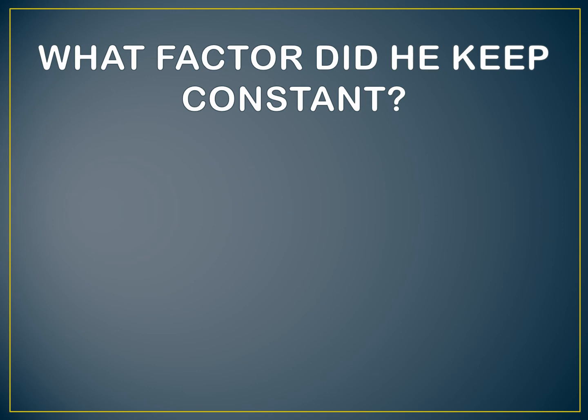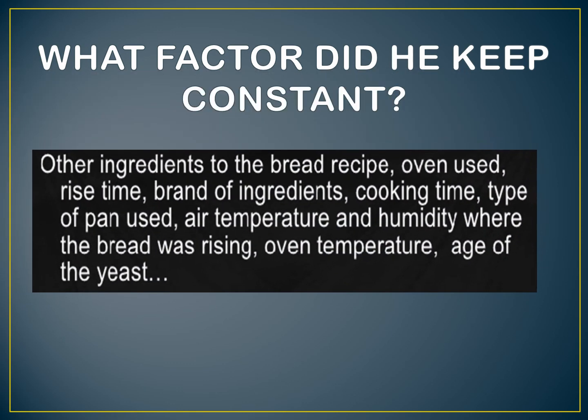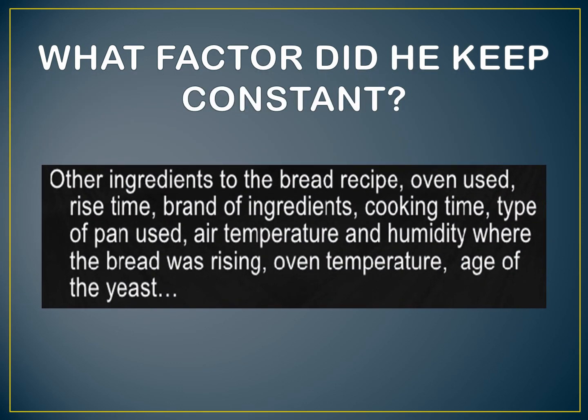Now, what factor did John keep constant? What did he keep constant, or yung hindi niya binago sa experiment niya? The answer is, okay, the other ingredients of the bread recipe and the oven used, the rise time, the brand of ingredients, the cooking time, the type of pan used, the air temperature and humidity where the bread was rising, the oven temperature, and the age of the yeast.